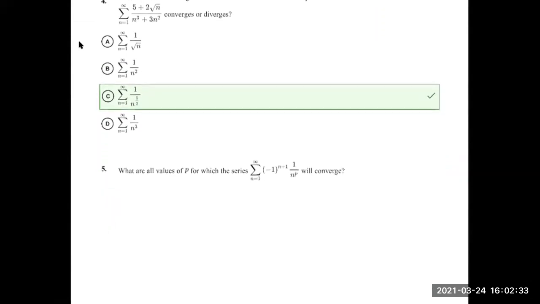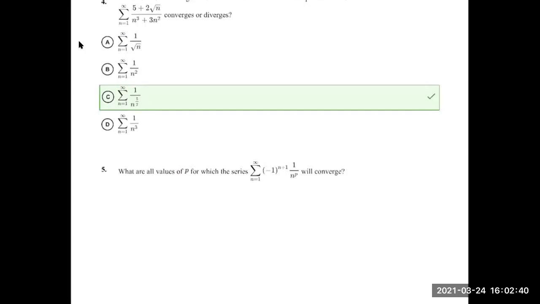Okay, so for number 5, it says, what are all the values of P for which the series -1 to the n+1 over n to the P, which is an alternating P series, will converge? Tricky, because they didn't say whether it was absolute or conditional. Technically, if they said it converges absolutely, then it would have to be greater than 1. But because it was alternating, we want to consider conditional convergence as well.